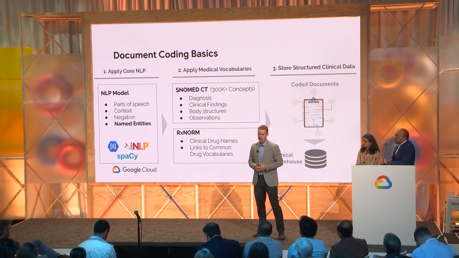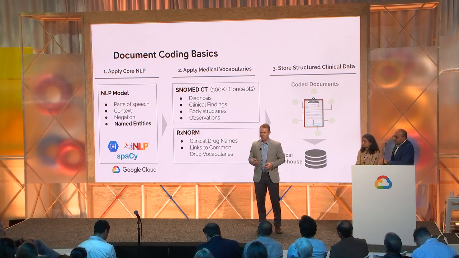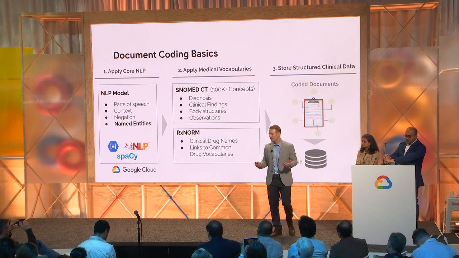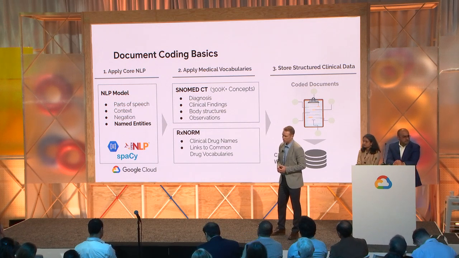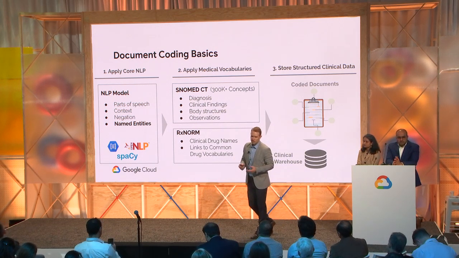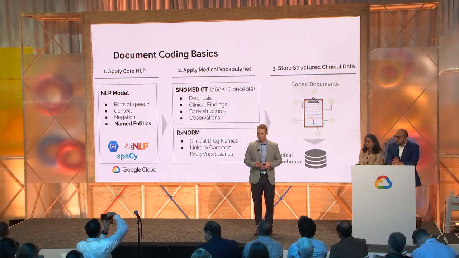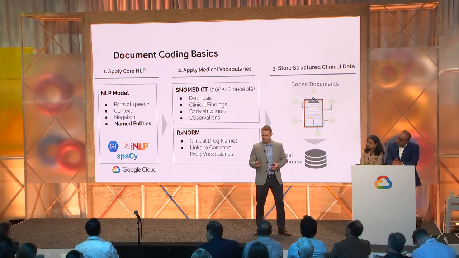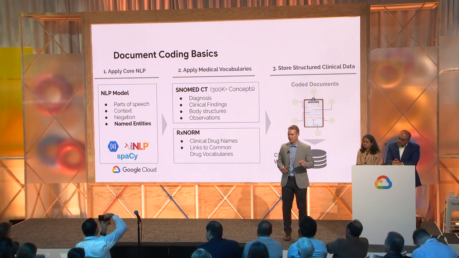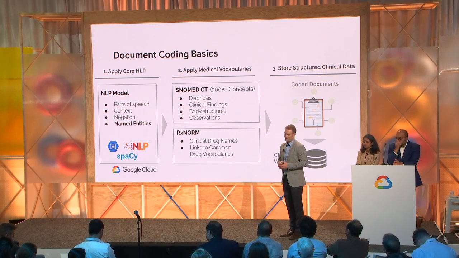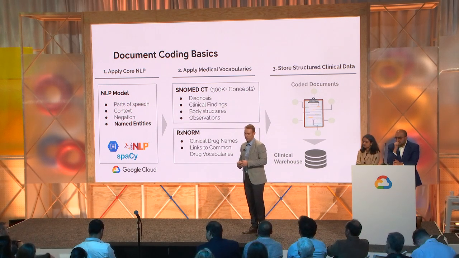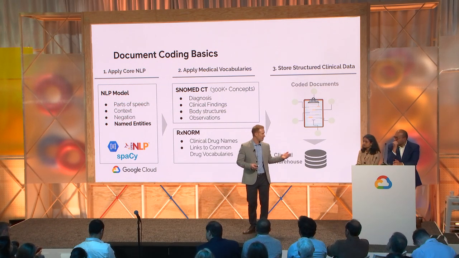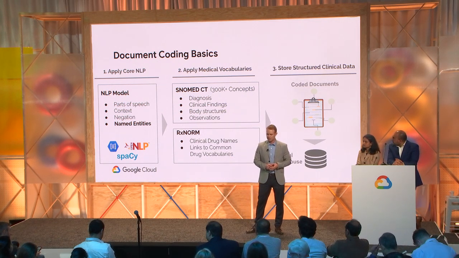That's a challenge in medical or clinical notes, which makes the second step critical, which is applying medical vocabularies. And these are vocabularies that are curated by international health organizations. The two that we used in this solution were SNOMED CT, which includes 300,000 coded medical concepts, including diagnoses, clinical findings, body structures, and observations. The second is RxNorm, which is geared towards pharmaceuticals and links to common drug vocabularies. So the third building block is taking our coded documents and, like Vasu was mentioning, getting them stored in a clinical data warehouse.